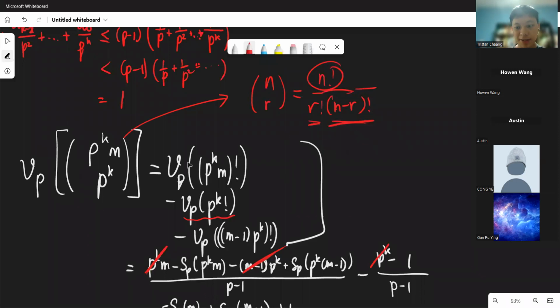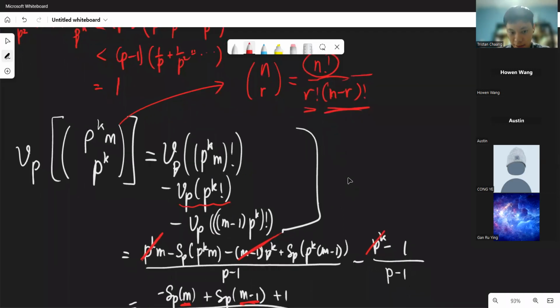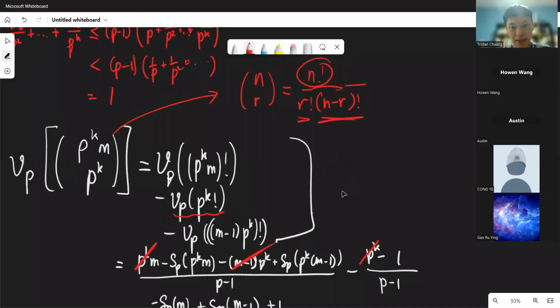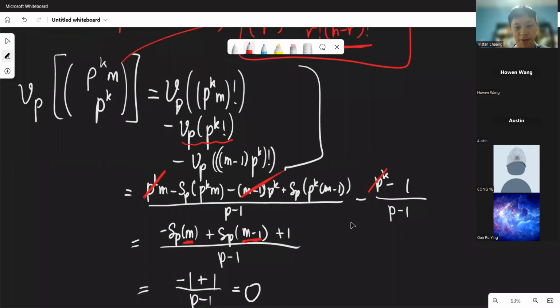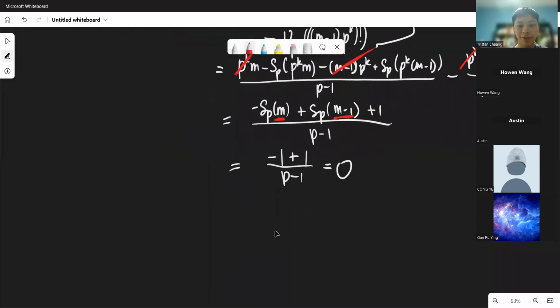Does that make sense? So what's the number on top? The number on top is p to the k times m factorial. What's the number below? Just p to the k and the difference, so m minus 1 p to the k. Yeah, okay. So let's just skip 3 and 4. Those are quite fun problems. You can try it on your own.